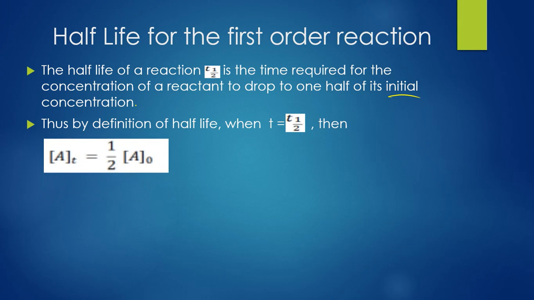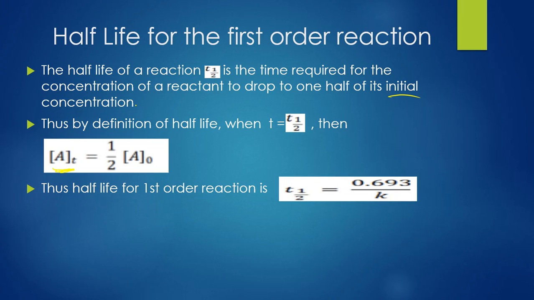We need the half-life of the initial concentration, not the final concentration, because half-life is the time required for the concentration of the reactant to drop to 1/2 of its initial concentration. So we multiply the initial concentration by 1/2, because we want to find half of it. Thus, the half-life for the first order reaction is going to take this form.